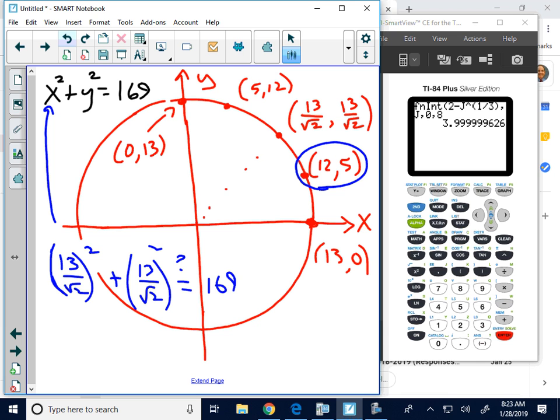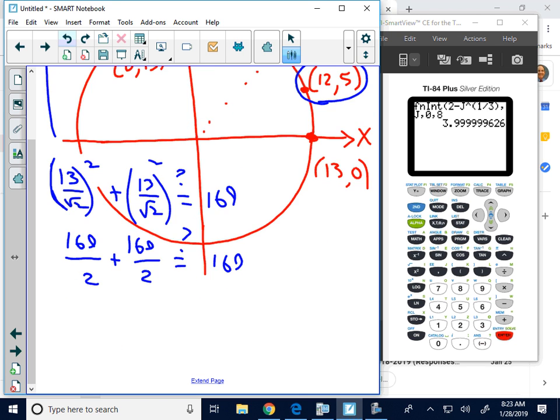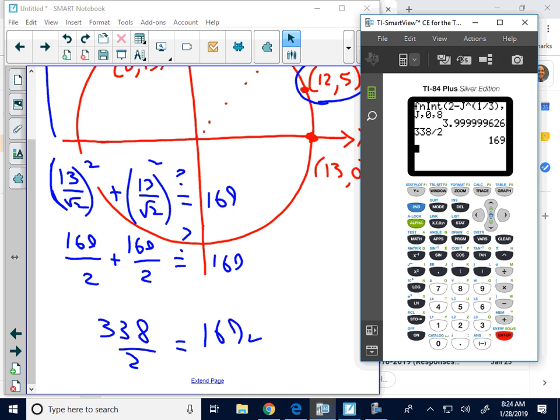Well, let's see. 13 over the square root of 2, squared. 13 squared is 169, and the square root of 2 squared is 2, right? And then this is the same thing, 169 over 2. Is that equal to 169? Well, you can do the arithmetic if you want. They both have a common denominator. You can add them up. So what's that? 8 carry 1 is 3, carry 1 is 3, over 2. Does that equal 169? Well, it does. Okay, 338 divided by 2. Sure enough, 169. Okay?